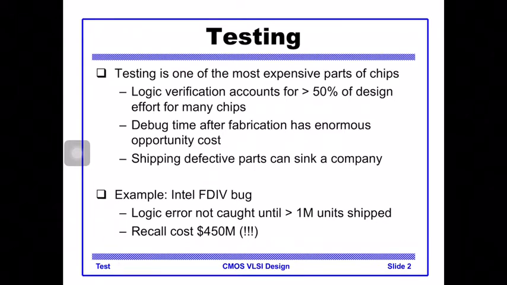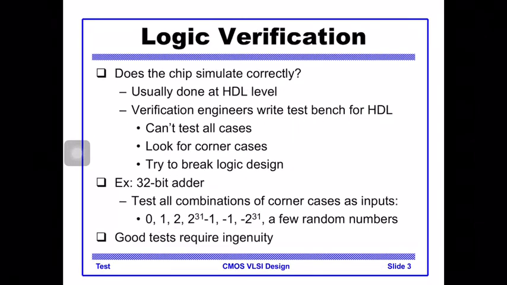For example, Intel had an FDIV bug, and this error was not caught until they had already shipped 1 million units to customers. Because of this defect, they had to recall all the chips, and the recall cost was even more expensive than the cost of the chip. The recall cost was over 450 million. So testing is very important. You have to ensure that the chip is good before you send it to the customers.